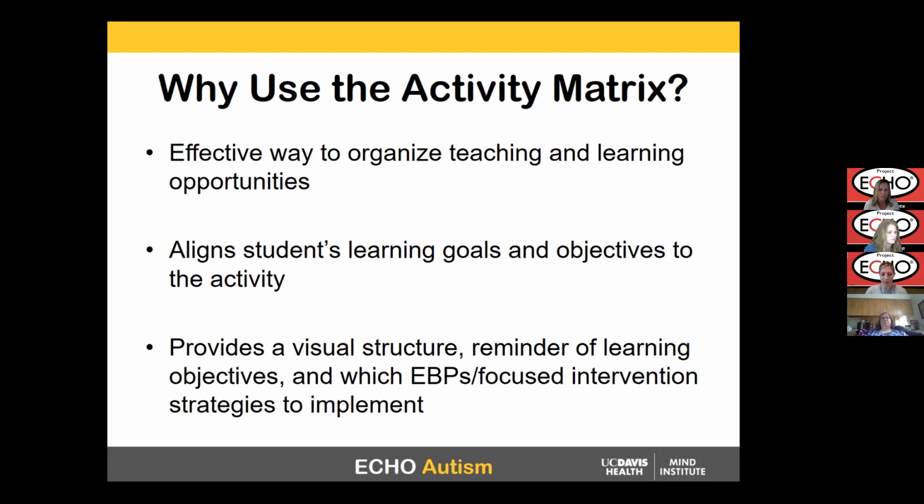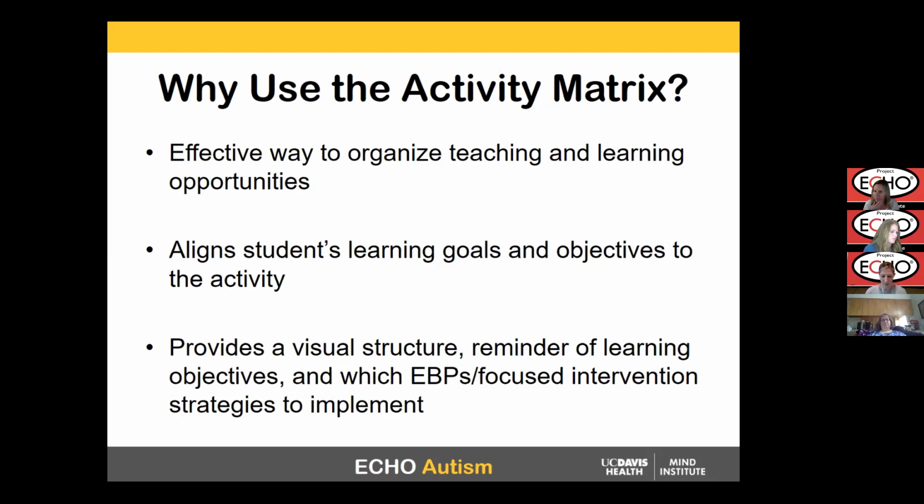So what are some other reasons that we use the activity matrix? It really is an effective way to organize teaching and learning opportunities. It gives us a structure to help us align our students' learning goals and objectives in the activity. Many times, if we're just looking in the school, we have bell schedules and activities that are just going to happen. It's reading time or math time, and we're going to do this. This really has us look specifically at designing activities for the IEP goal instead of the reverse. And with the activity matrix, we all need visual supports, and it provides us with this visual structure. It's a reminder of what all the learning objectives are for our students.